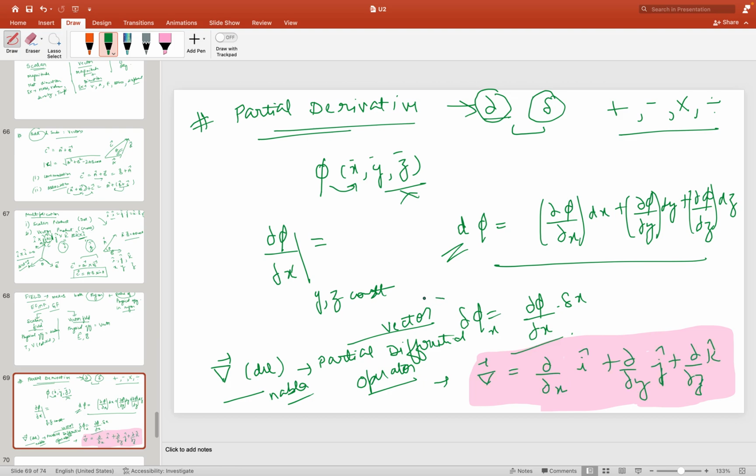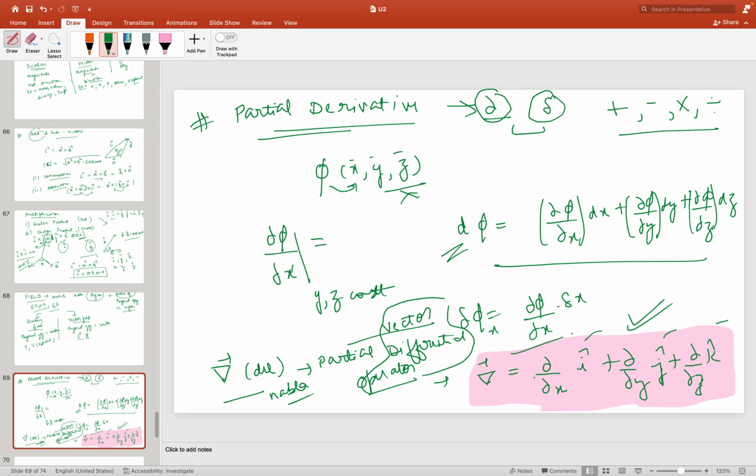This is a vector differential operator whose value is this. This must be in your mind, that the value of the del operator is del by del x i cap, del by del y j cap, del by del z k cap. Then, this del vector has all the properties of an ordinary vector. So it's an operator, and its magnitude has no physical significance. If you want to ask me, ma'am, it's a vector, it is giving directional terms also, then what about its magnitude? Actually, its magnitude has no physical significance.